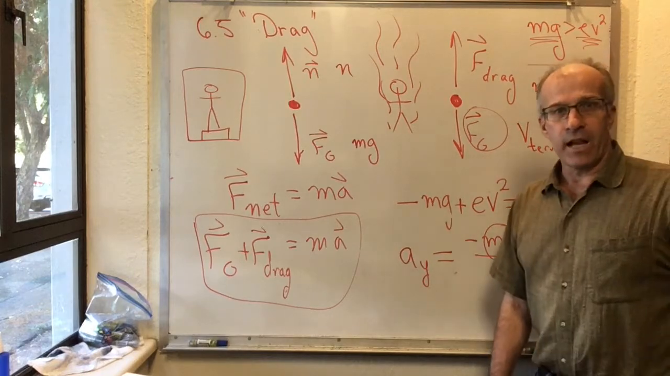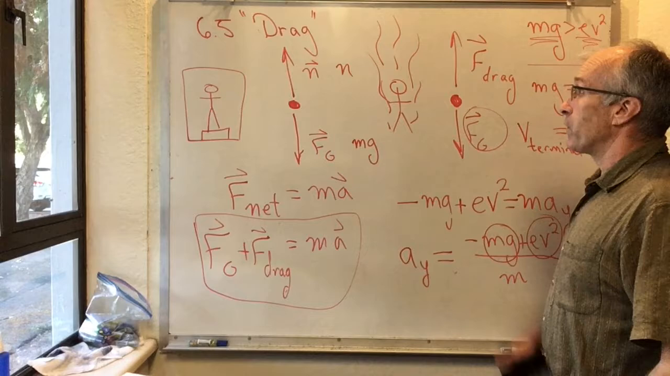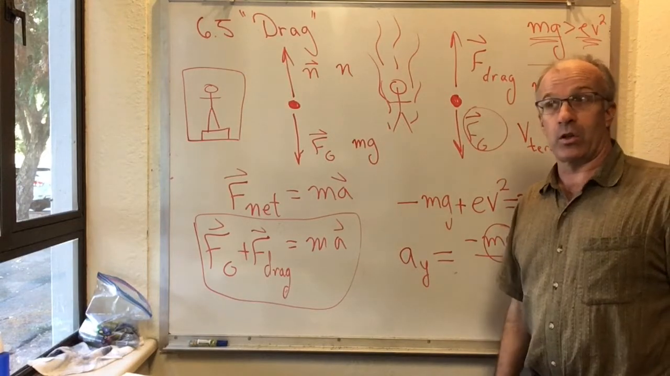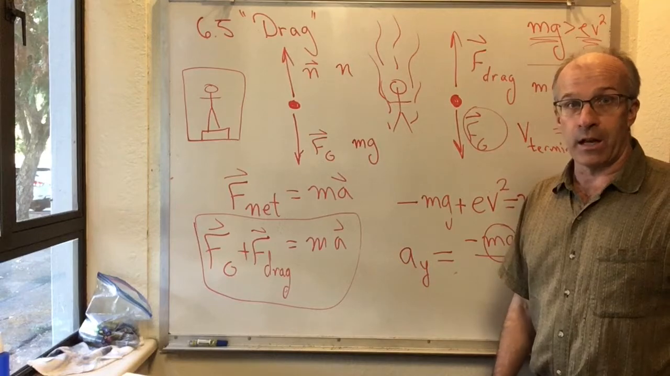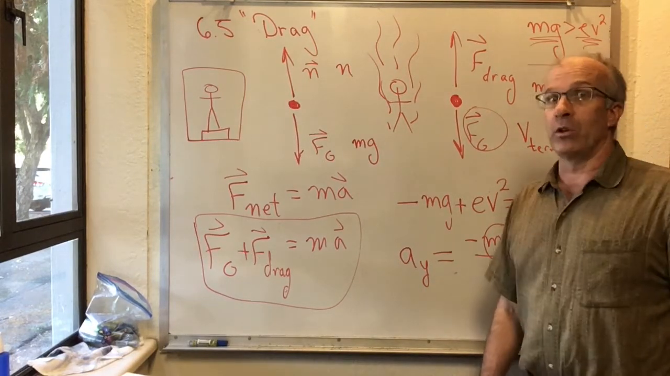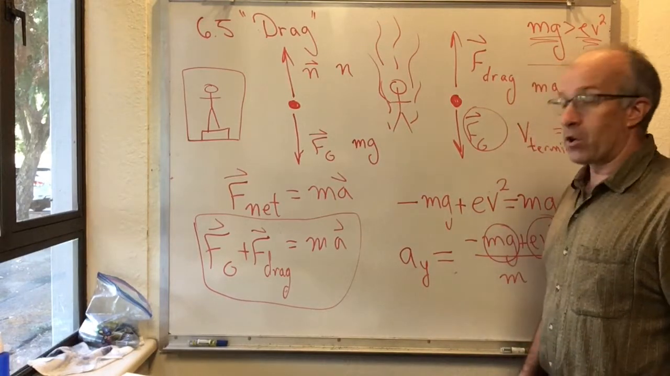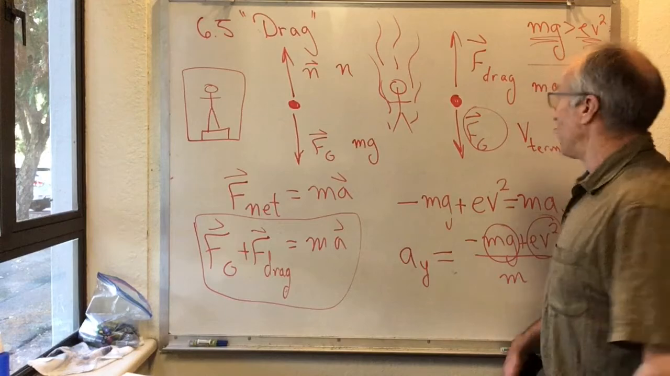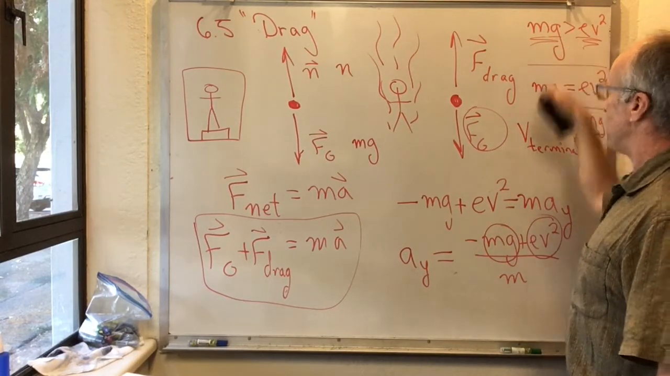Now there's actually a third case. The third case would be if you're falling faster than terminal velocity. Maybe somebody shot you out of the bottom side of a hot air balloon with a cannon. And so for a while, you're going faster than terminal velocity. In other words, for a while, EV squared is greater than mg.